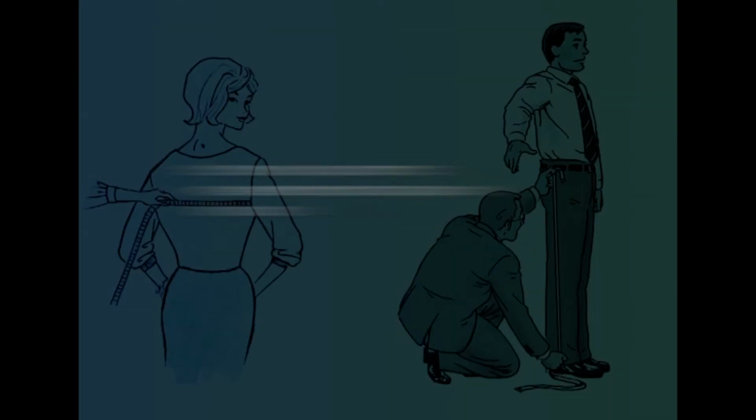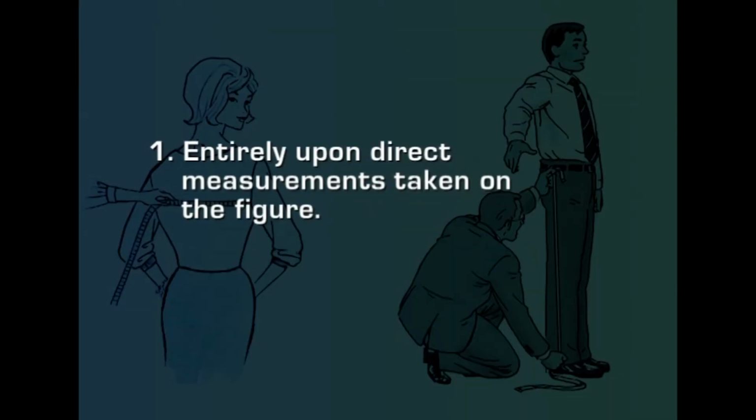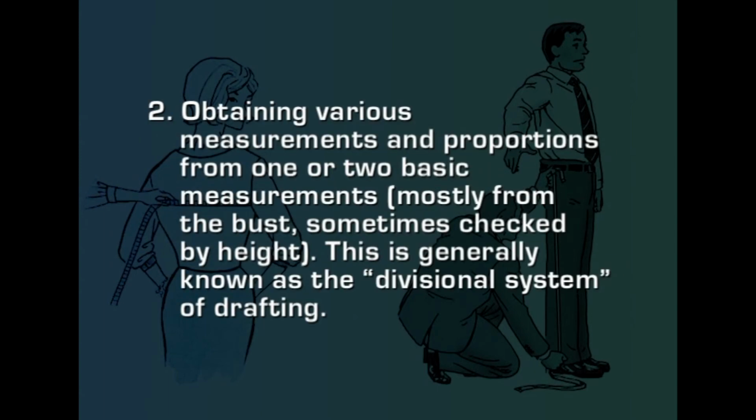There are two different approaches to the drafting of patterns by measurements. One relies entirely upon direct measurements taken on the figure. The other method is obtaining various measurements and proportions from one or two basic measurements, mostly from the bust, sometimes checked by height. This is generally known as divisional system of drafting.